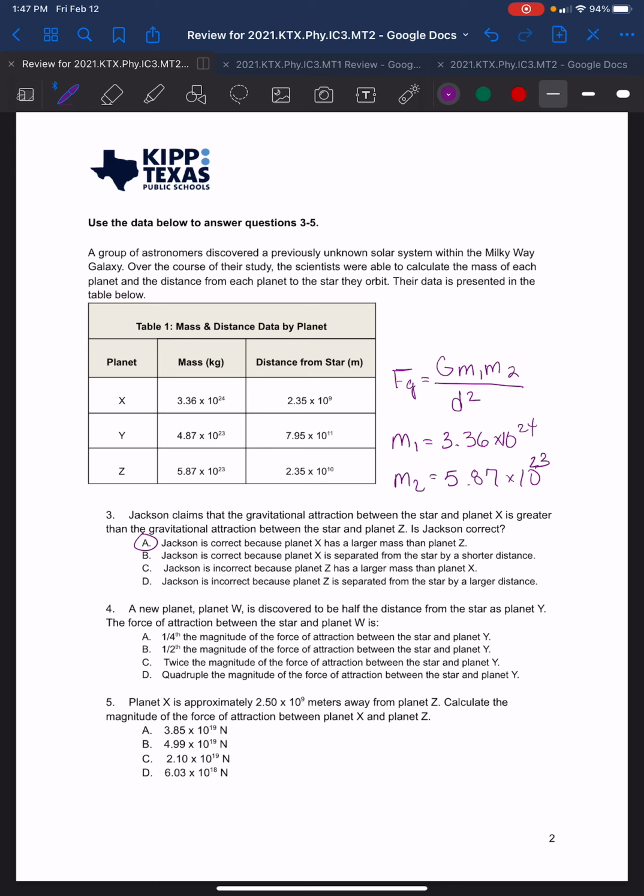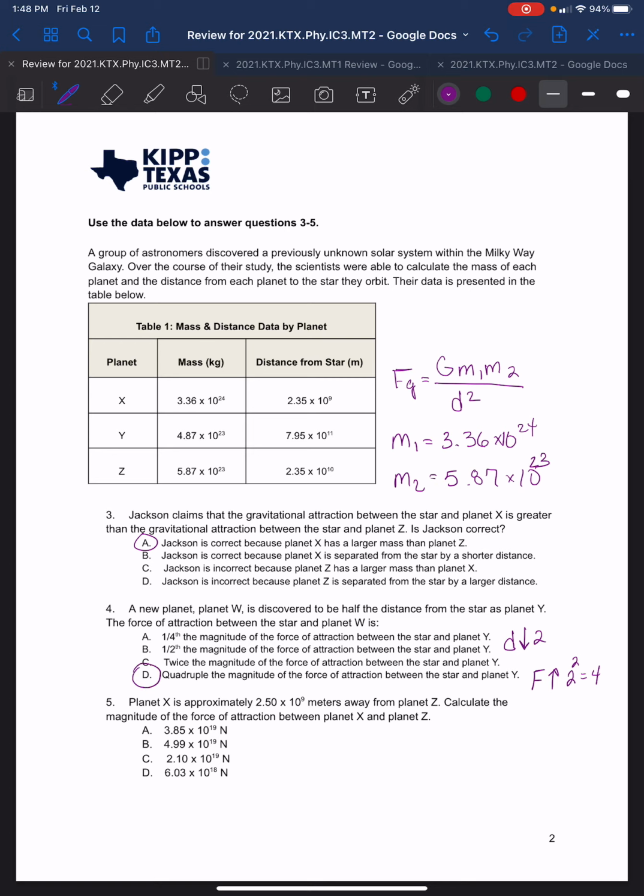All right, a new planet, planet W, is discovered to be half the distance from the star as planet Y. The force of attraction between the star and the planet W is, well, if we think about this, we know that force and distance are an inverse square relationship. So what does that mean? That means that if distance is cut by 2, force is increased by 2 squared, or 4. So it would be quadrupled. So the answer would be D.